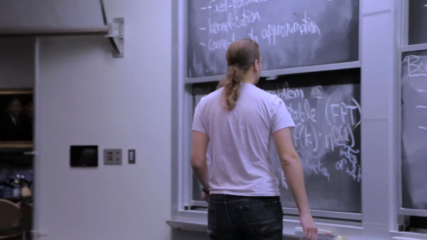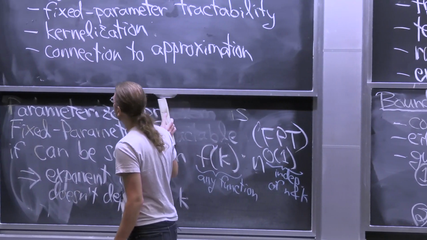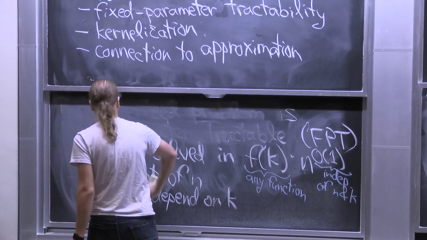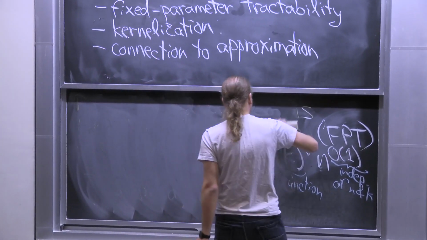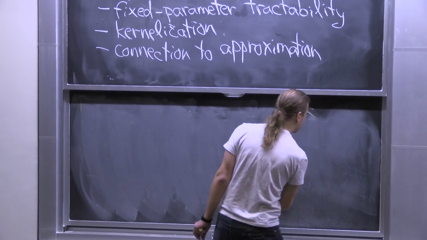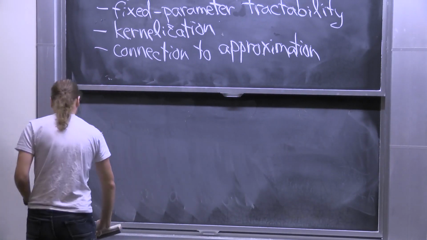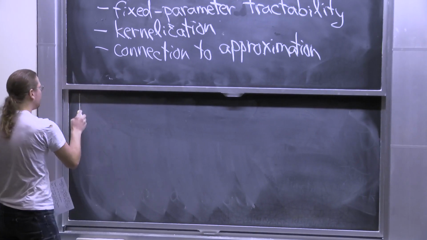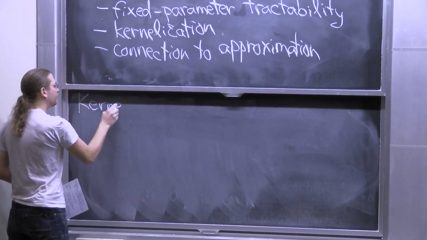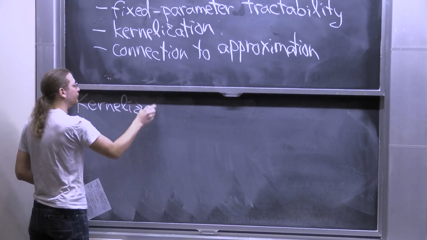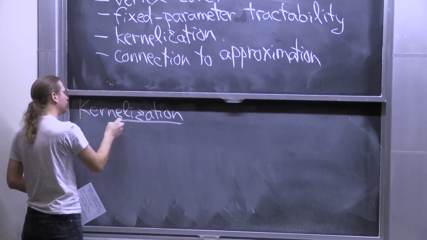First, I'm going to tell you about it generically. And then we'll do it for vertex cover. So first, let me give you a definition of what we'd like out of this preprocessing procedure. It's going to be called a kernelization procedure.